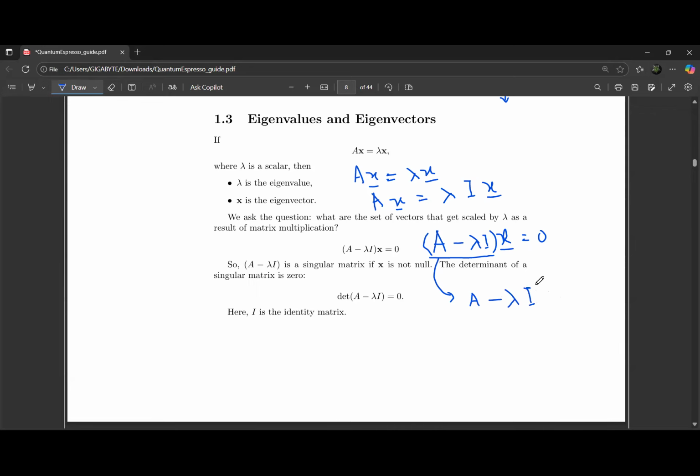This should be equal to 0. And the value of this can be calculated from the determinant of it, which should be equal to 0. And what we get from here, we can actually calculate the eigenvalue for the eigenvector x from this equation.